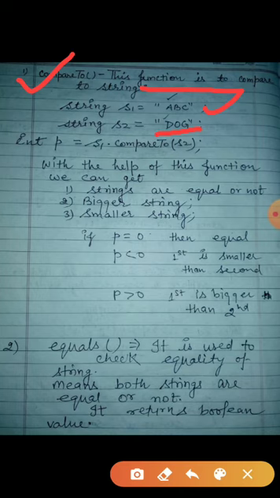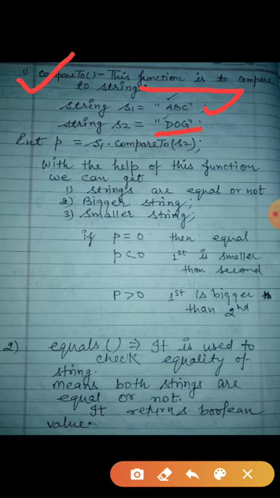Now you want to check which string is smaller, which one is bigger, or you can also check whether both strings are equal or not. So three things we can do with this function. First, both strings are equal. Second, which string is greater or bigger. And you can also find out which one is smaller. But how will you do this?